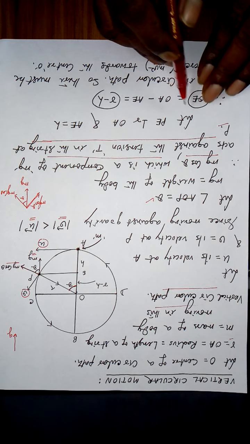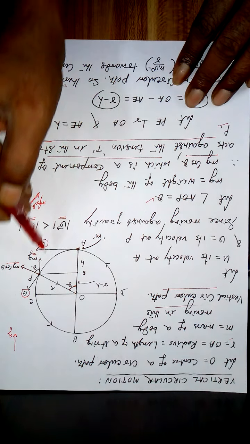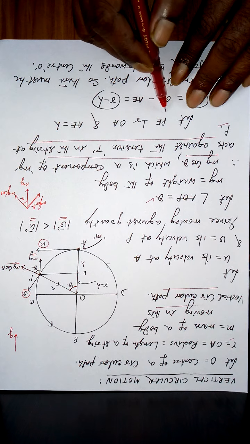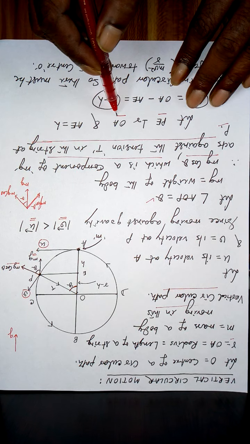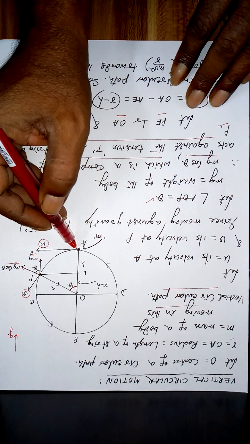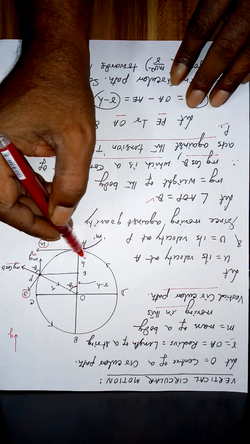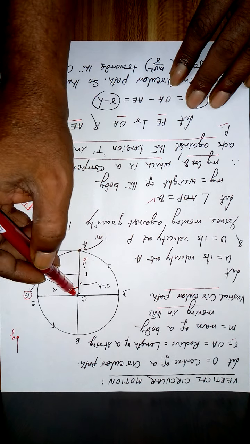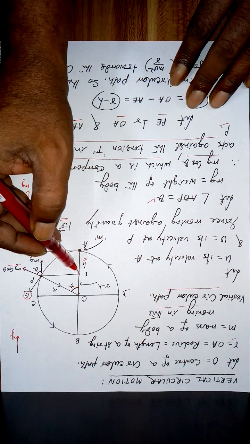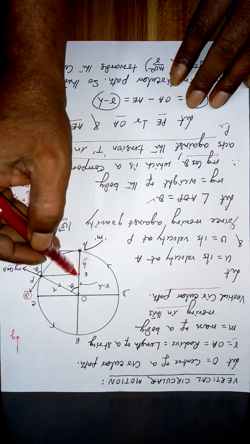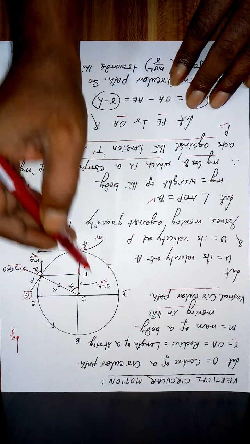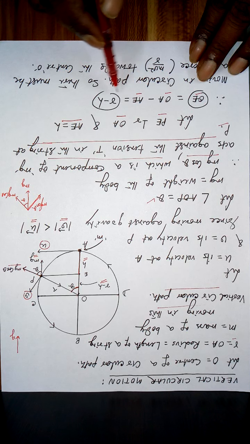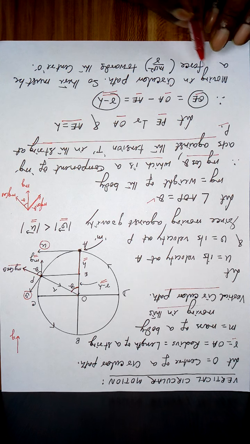So let's now draw a perpendicular from P to OA. Let PE be perpendicular on OA. Let this distance from A to E be equal to h. Let AE equal h. So from O to A is R, and this much part is h. So from O to E will be R minus h. Therefore, OE is equal to OA minus AE, that is equal to R minus h.